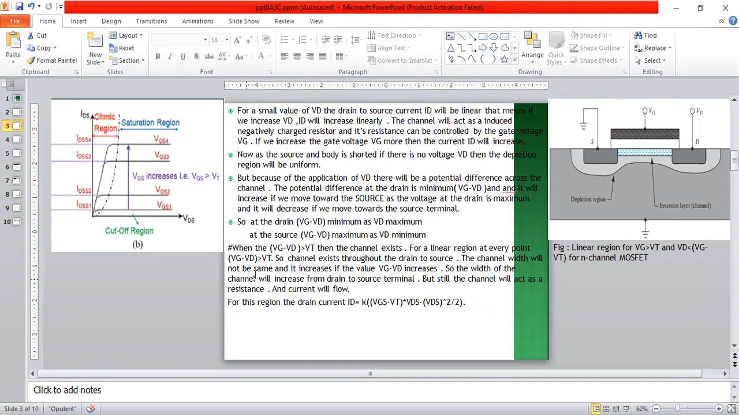The channel width will not be the same, as it increases if the value of Vg minus Vd increases. So the width of the channel will increase from the drain to the source terminal. But still the channel will act as a resistance and current will flow. For this region, the drain current Id will be K multiplied by (Vgs minus Vt multiplied by Vds minus Vds whole square over 2). This is an important equation for the value of Id.